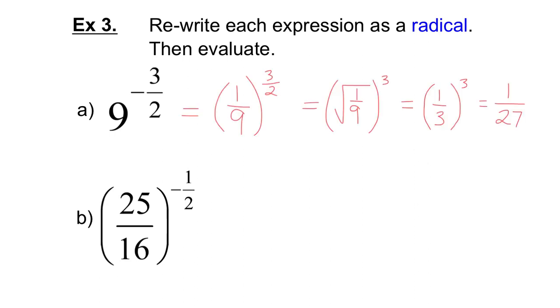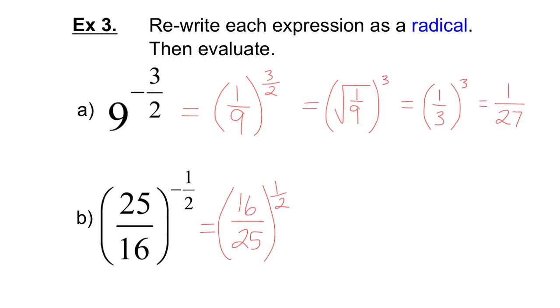For the first one, I take the reciprocal of the base, which is 1/9, and raise it to a positive exponent, 3/2. Because the denominator of the exponent is 2, that's the square root. The square root of 1/9 is 1/3. Cube that. 1 to the exponent 3 is 1. 3 to the exponent 3 is 27. So my final answer is 1/27.